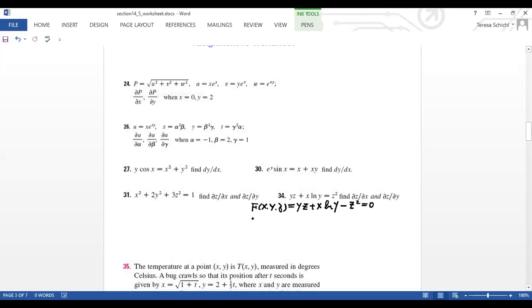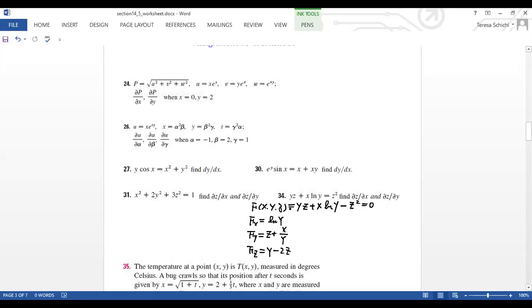First things first, we take a partial for x. The first term is 0, so what remains is natural log y. That's it. Then the partial for y will be z, and the derivative of natural log y is 1 over y, times x. Now the partial for z will be y minus 2z.